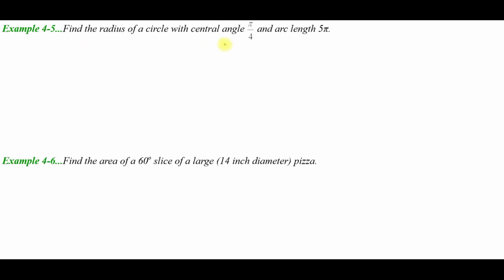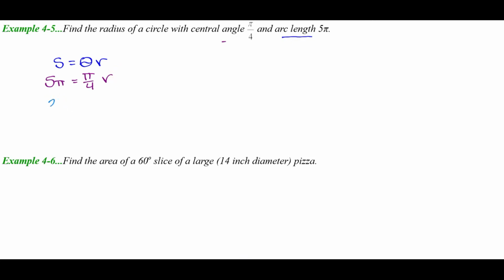Find the radius of a circle with central angle pi over 4. Notice that is a radian measure, and my arc length is 5 pi. So I know I'm dealing with arc length in radians, so I'm going to grab that formula, which is s equals theta times r. Plugging in what I know, my arc length is 5 pi, so that's my s. Find the radius, so that's going to stay my variable, and my central angle is pi over 4. So then I'm simply solving for r.